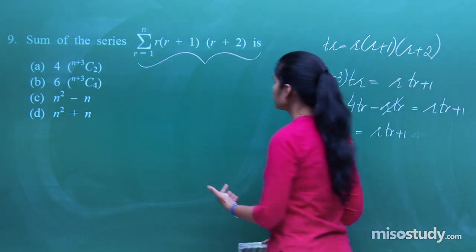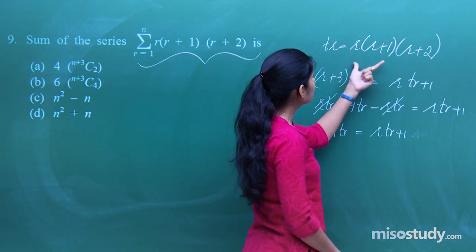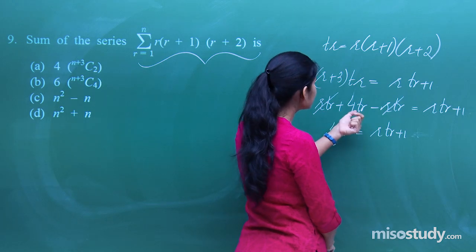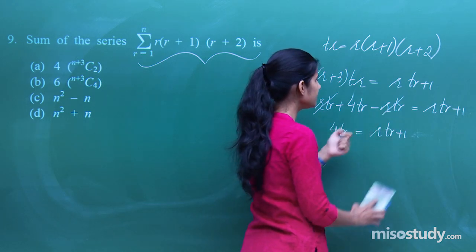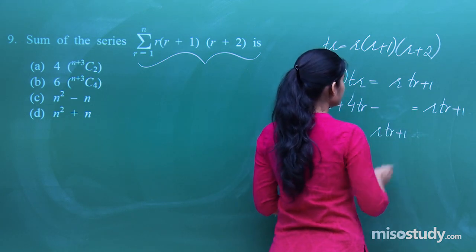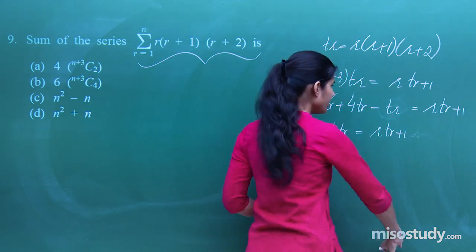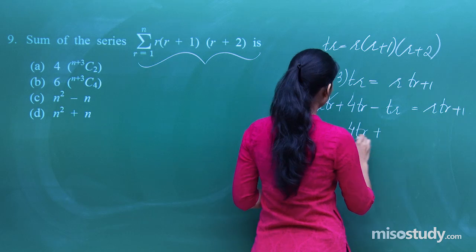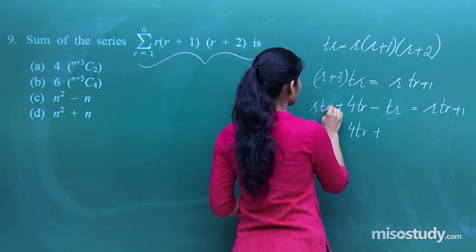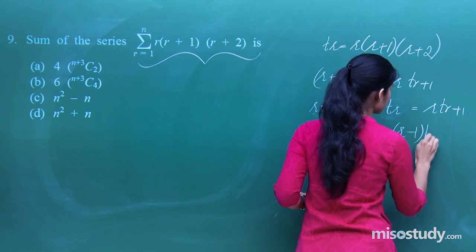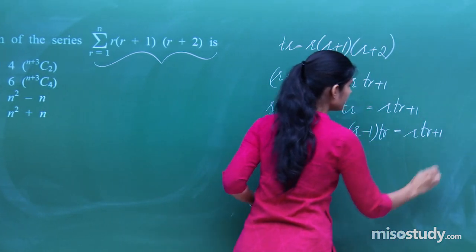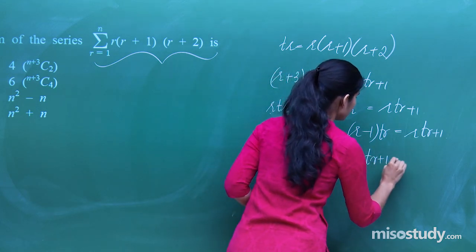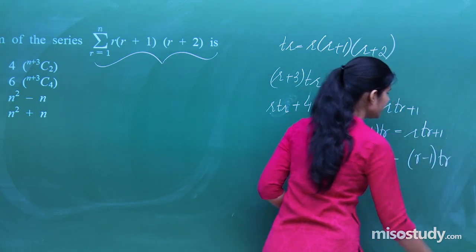Okay, so over here, as we were trying to resolve this issue, we had tr equals r, r plus 1, r plus 2. So r plus 3 tr is r times tr plus 1. So r tr plus 3 tr, where 3 tr can be written as 4 tr minus tr. That gives 4 tr plus r minus 1 tr equals r tr plus 1. So you eventually get 4 tr equals r tr plus 1 minus r minus 1 tr.